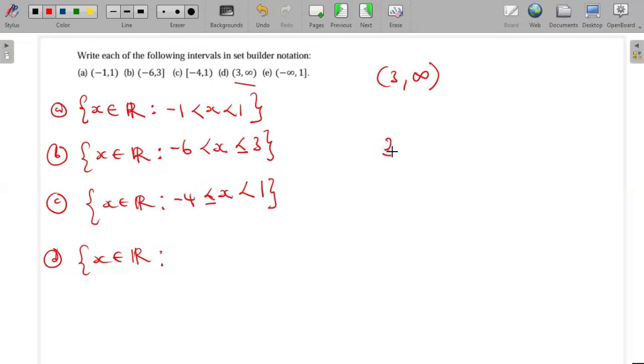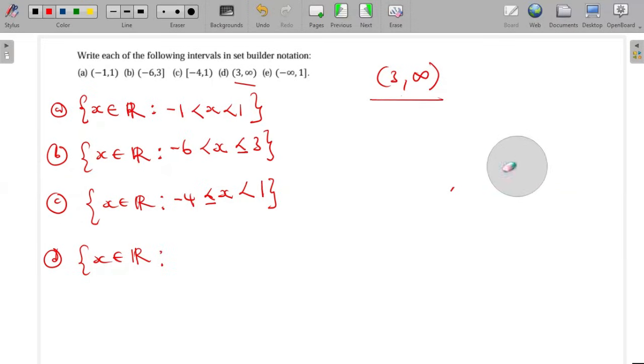So if somebody were ever to write a square bracket at infinity, that is wrong. This can never happen because we don't know what infinity is. So we always represent it with an open bracket. Okay, then when we have a set that has been given like this one here.